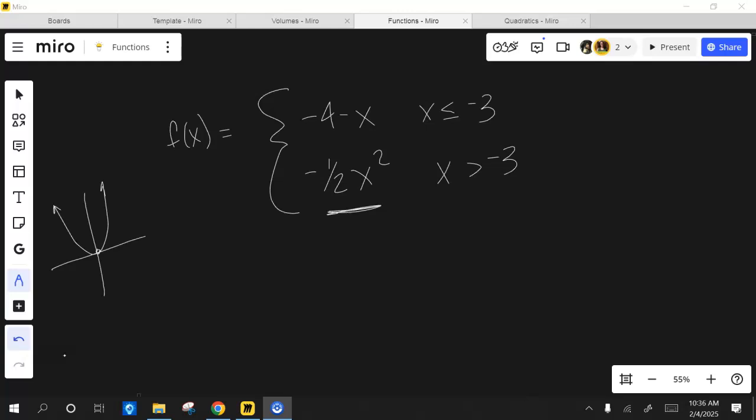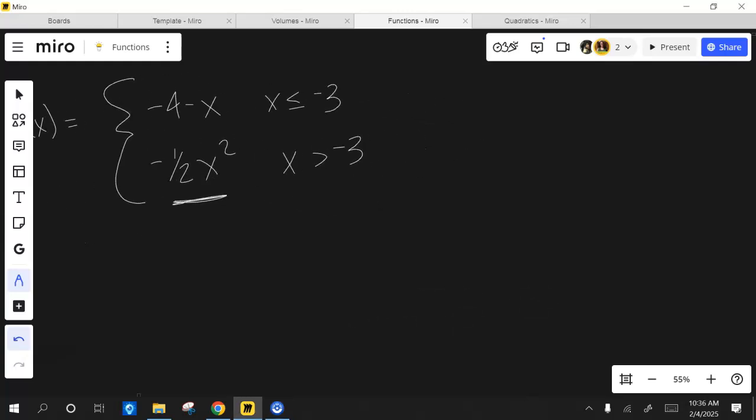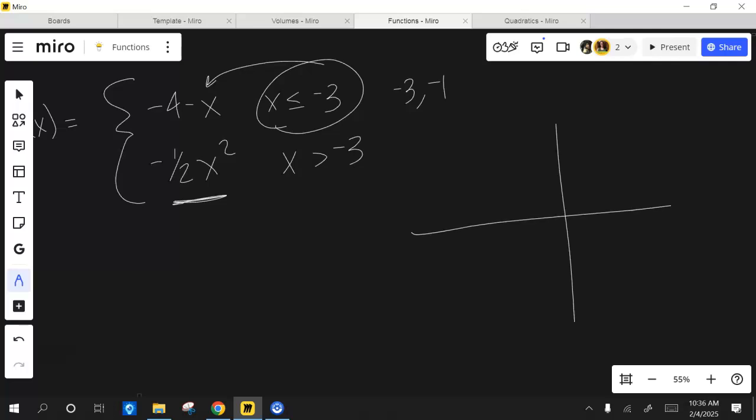All right. The first is a line. No important points on a line, right? I mean, every point is important, but nothing that I need to really look out for. So I'm going to plug in my cutoff point first. If I plug that in, I get -3, -1. Right? Okay. Is that open or is that closed? Closed.